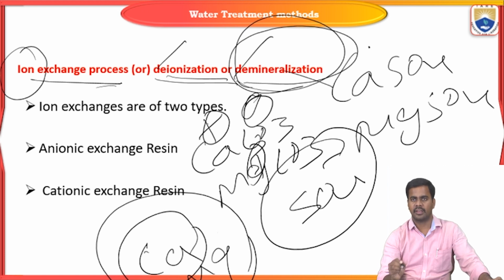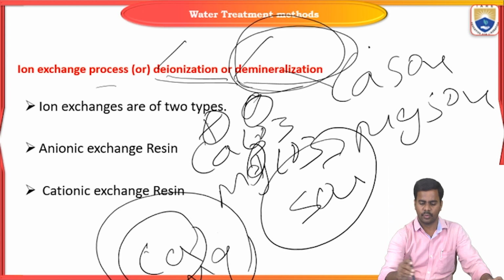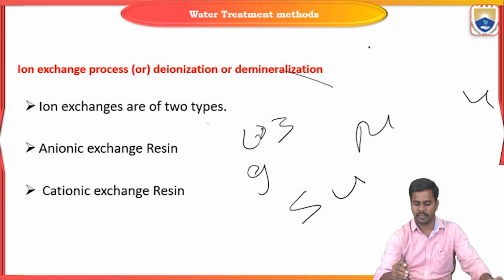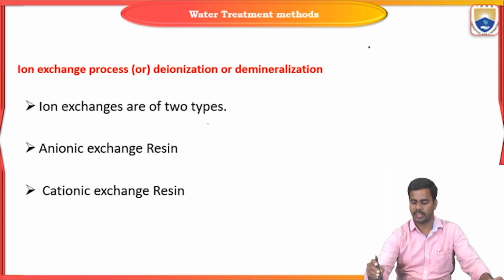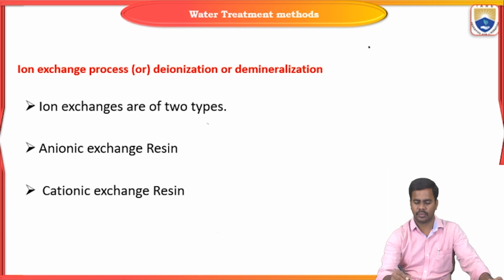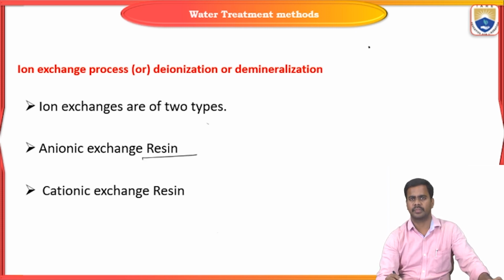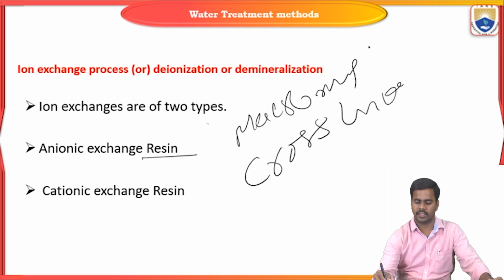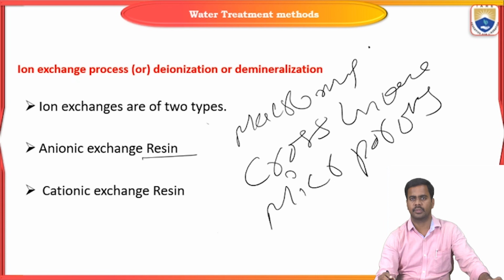In this method, to remove ions from hard water, we have to use resins which contain cationic and anionic groups. Before going to the procedure, what is a resin? It is a macromolecule, a cross-linked structure with microporous nature. That is the resin.